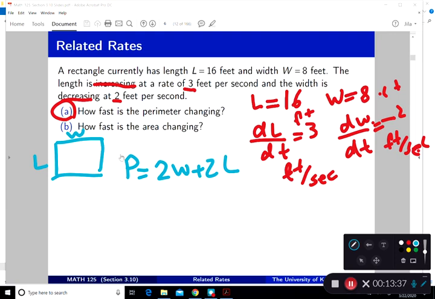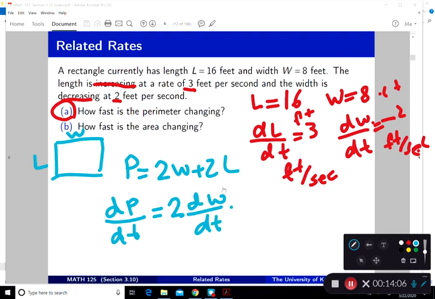And so here the derivative of P with respect to time is equal to 2, which is the constant, times the derivative of W. There's no composition going on in there, so it's dW. And then 2 times dL, again no trivial composition, so I get this.